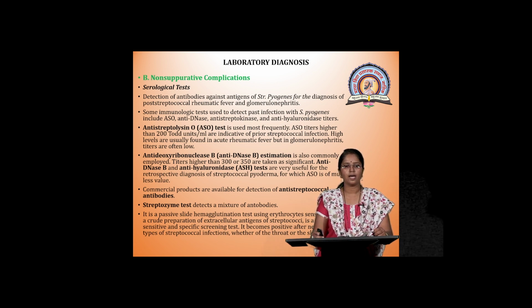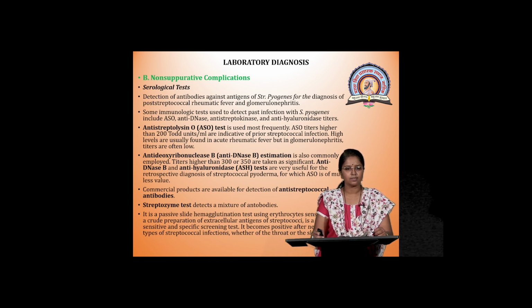Anti-deoxyribonuclease, that is anti-DNase B estimation, is commonly employed. Titers higher than 300 to 350 are taken as significant. Anti-hyaluronidase and anti-DNase B tests are very useful for streptococcal pyoderma, for which the anti-streptolysin O test is of less value. Commercial products are available for detection of anti-streptococcal antibodies.